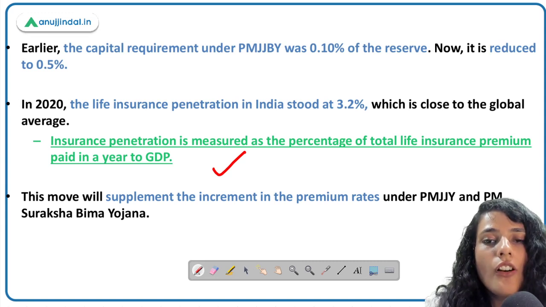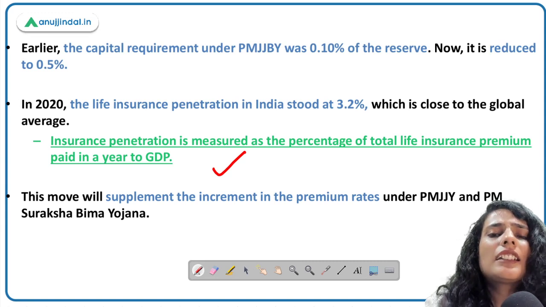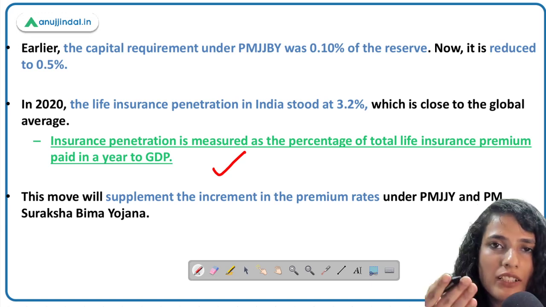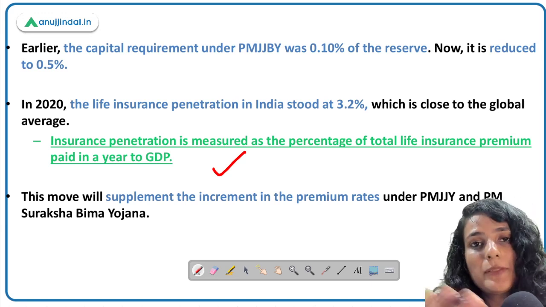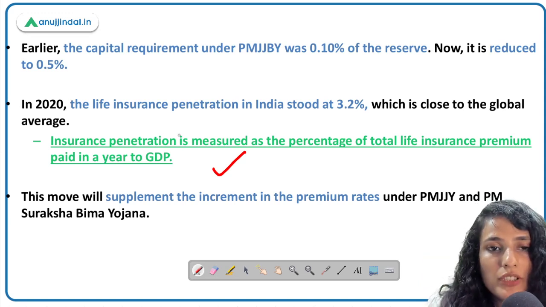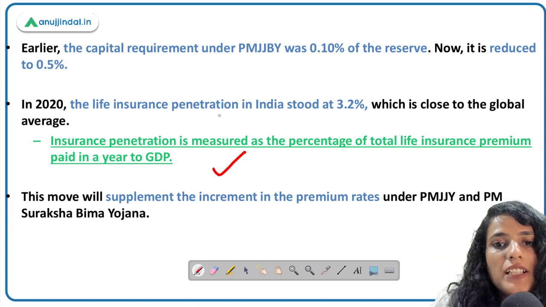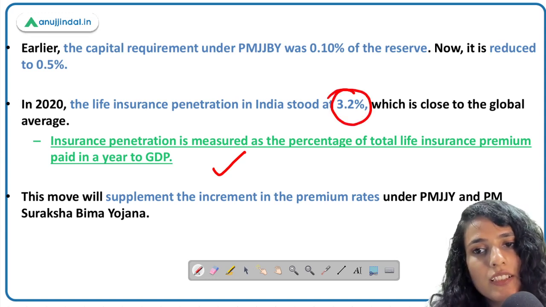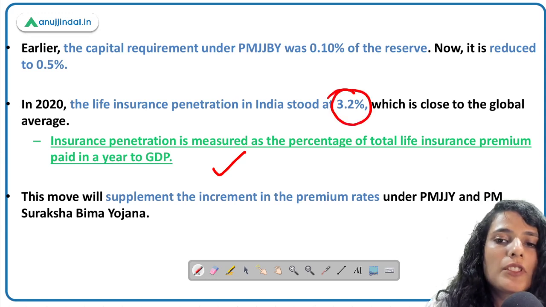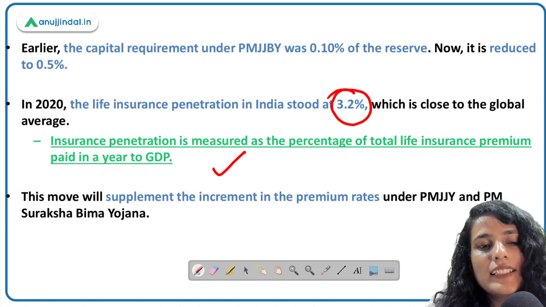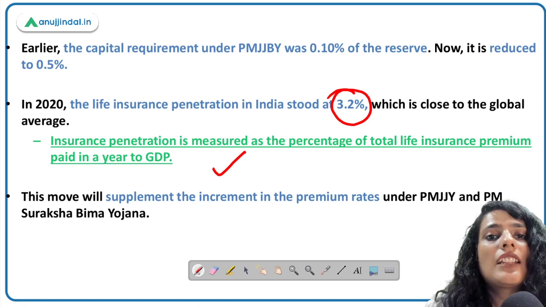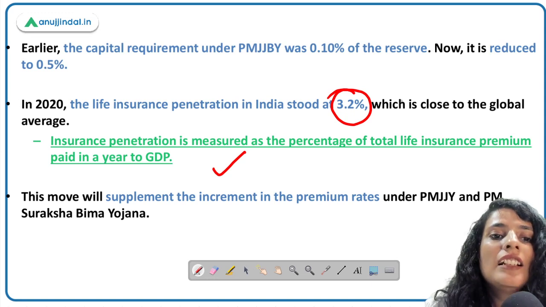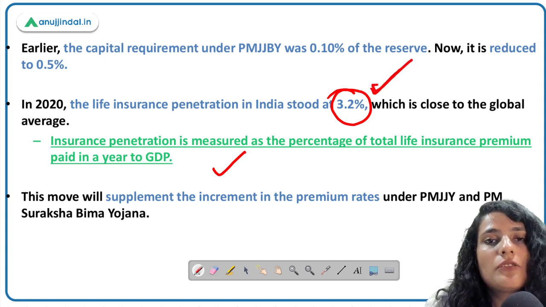So all these measures are being taken. If the premium rate has increased, then the capital requirement rate of a number of insurance companies has also been reduced. So this way more people will be able to buy that policy. So insurance penetration in India in 2020 stood at just 3.2%. So that is close to the global average, but still less given that we have a large number of youth population in our country. Demographic dividend bhi high hai, so insurance penetration bhi zyada hona chahiye.